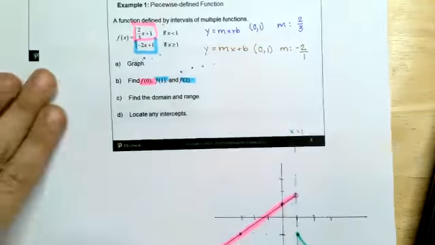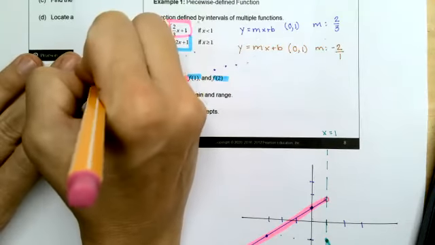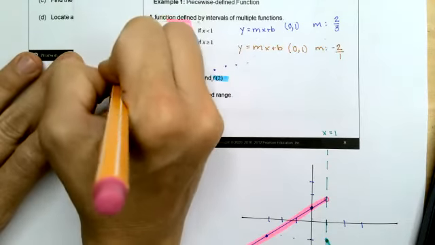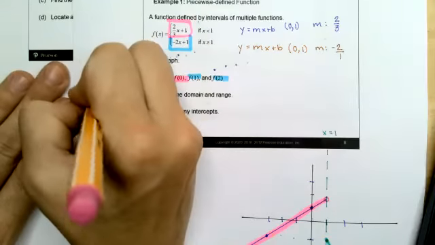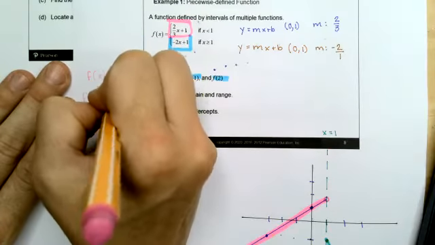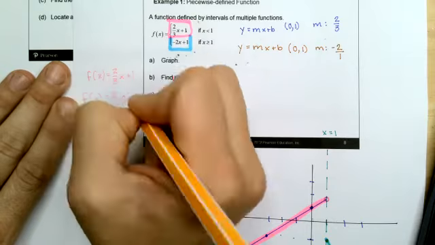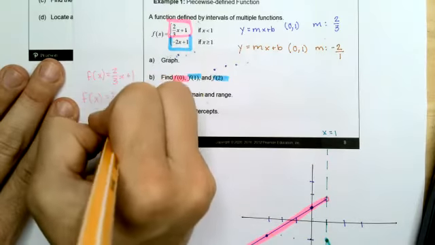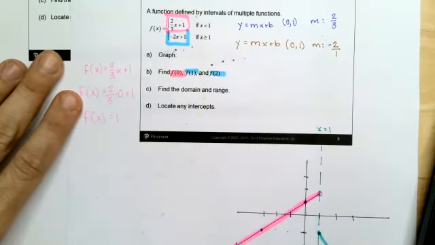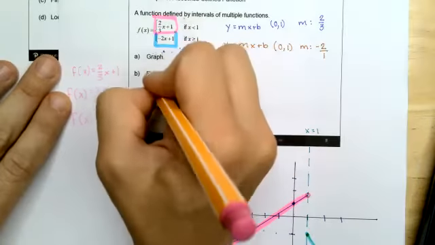So when x is 0, we have f of x equals 2/3 x plus 1. When x is 0, what happens? f of x is 2/3 times 0 plus 1. That's just 0 plus 1. So f of x equals 1. So f of 0 equals 1.